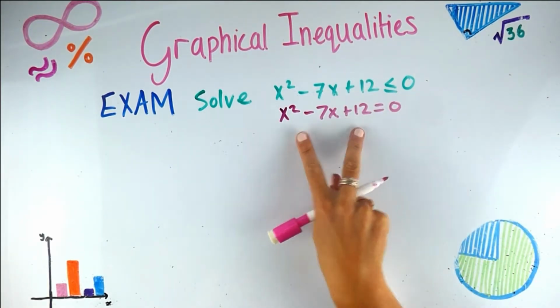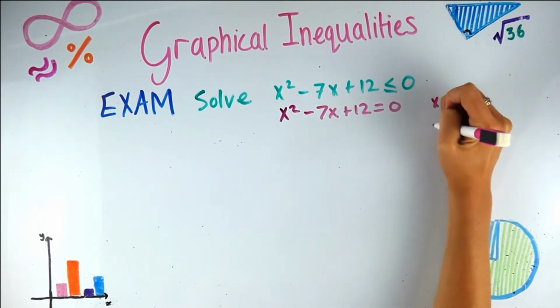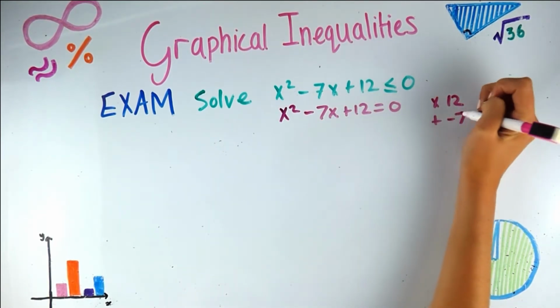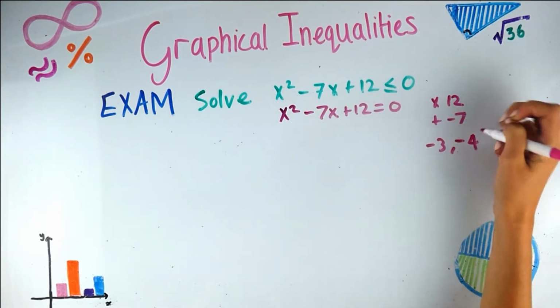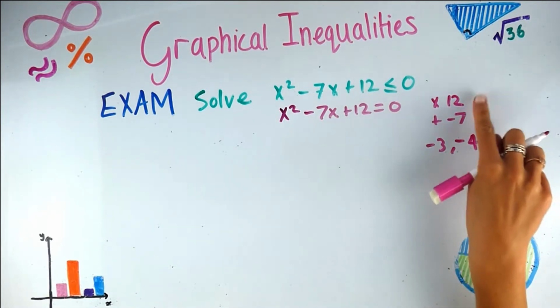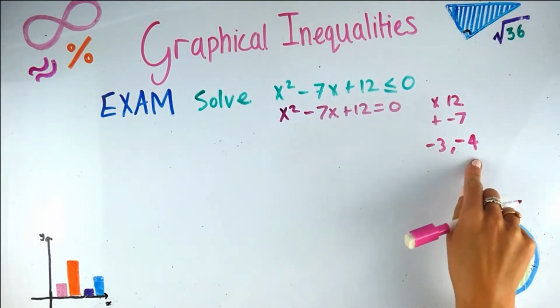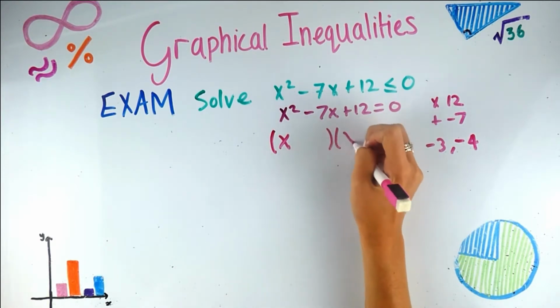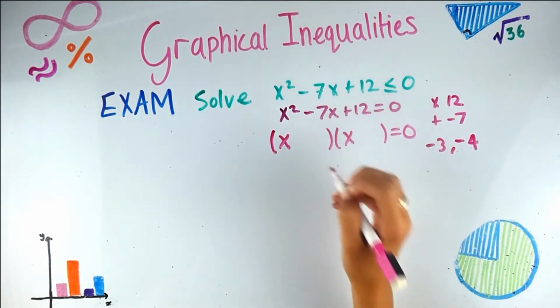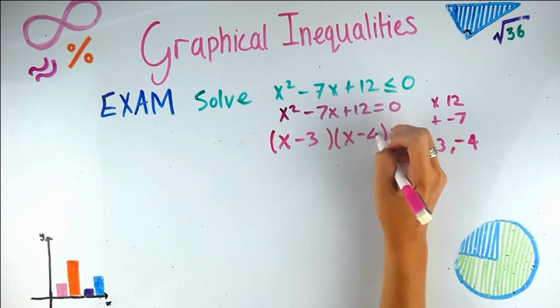So we need to factorise the quadratic, so we need two numbers that multiply to give 12 and add to give -7, and that is going to be -3 and -4. So -3 times -4 is 12, and -3 plus -4 is -7. So let's put those two in our brackets, x minus 3 and x minus 4.